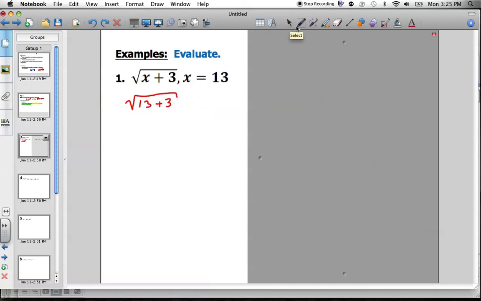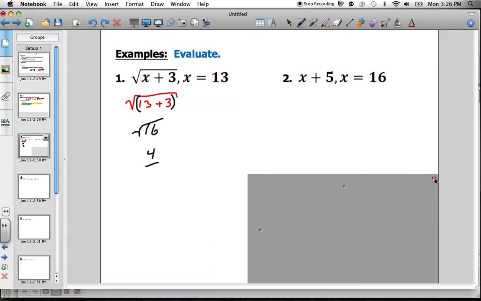One thing you need to understand about this is that under a square root sign, there are understood to be parentheses, even though they're not written. So what you're going to do first is add the 13 and the 3 together. 13 and 3 make 16. Then you're going to take the square root of 16. The square root of 16 is 4. So when we evaluate this, we get a value of 4. Let's look at another one.